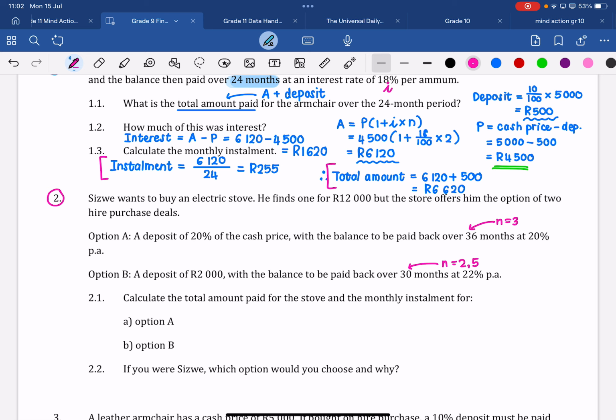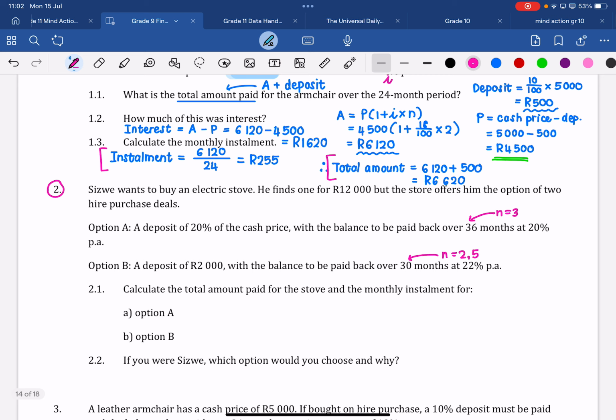And then 2.2, just a little kind of application question. If you were Sizwe, which option would you choose and why? Now, it might be something like, okay, on option A, the monthly installments are smaller, so it's more affordable on a month-to-month basis, so you would choose option A. Or maybe you would say you would choose option B because the total amount paid is less. Okay, so there could be different answers for 2.2. All right, there's not going to be one correct answer for 2.2. For 2.1, you need to do those calculations.